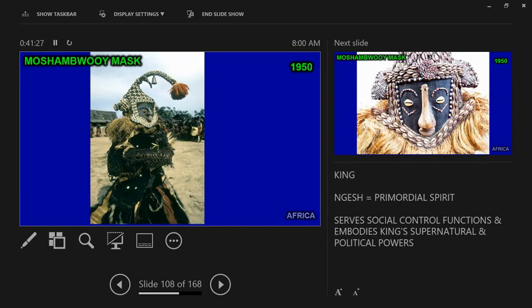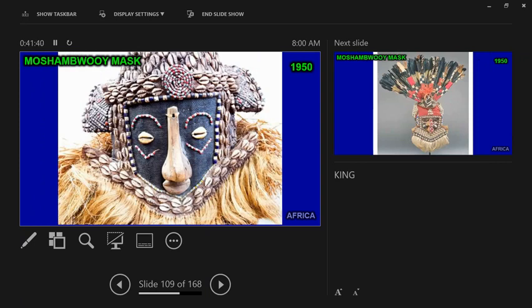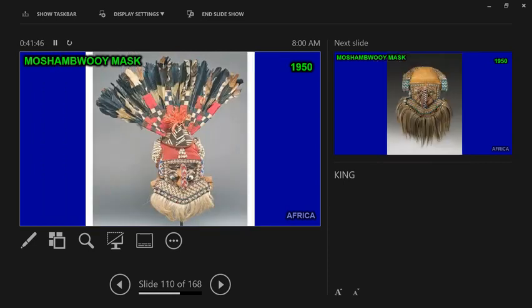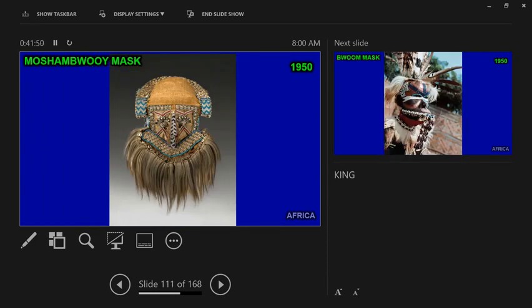But this is the Moshambui mask, and it is for the king. It serves social control functions and embodies the king's supernatural and political powers. You notice that a lot of shells are used on these masks. And there's different variations of the Moshambui mask.